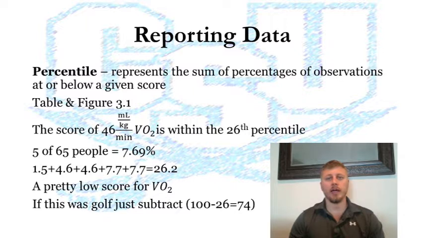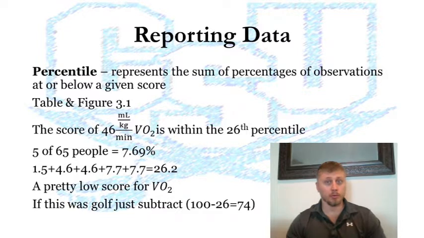A percentile, out of the textbook, says it represents the sum of percentages of observations at or below a given score. So let's put that in context now. Basically, it's a group of people, right? So it's another way to skin that cat. It's another way to say you fall within a group of people, you're in this percentile. So your percentage falls within this percentile.